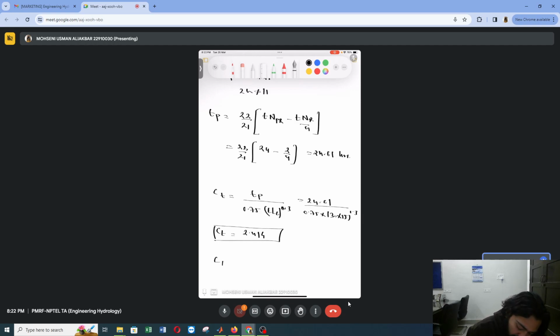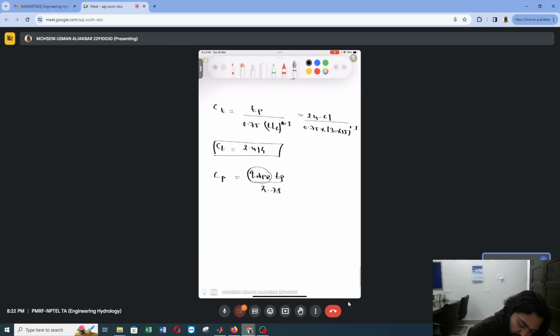Similarly, we can calculate the value of CP also using QPR into TP divided by 2.78, right? So for this, first we need to calculate discharge per unit catchment area. So we are going to calculate this. The given discharge is 50 and the area of catchment is 700. So by this we will get the value of QPR, which would be equal to 1 by 14.